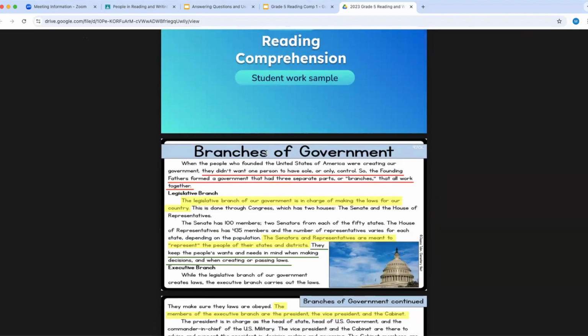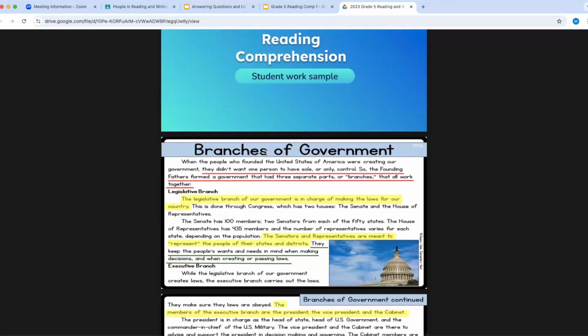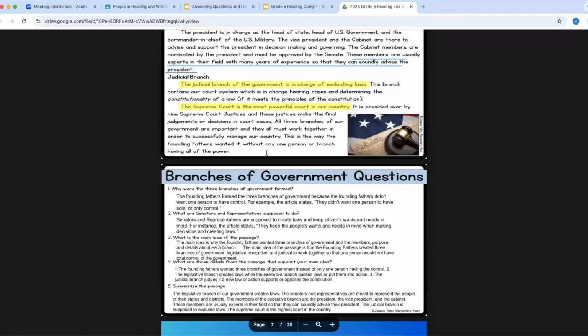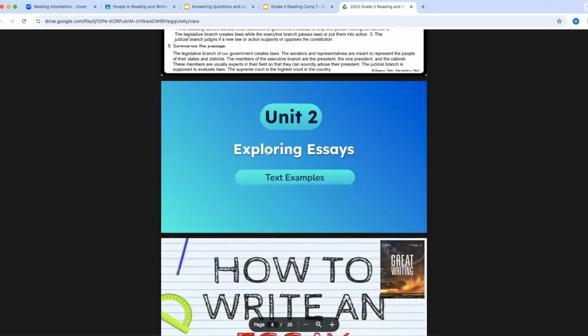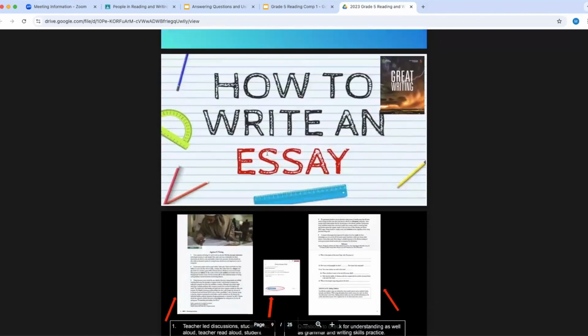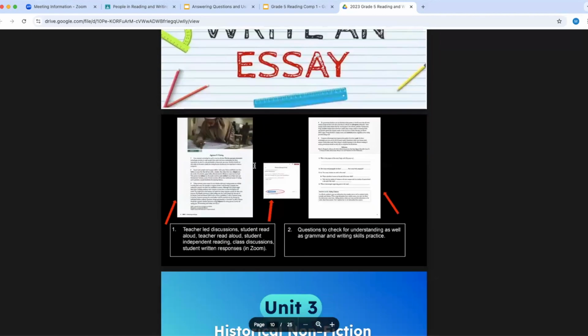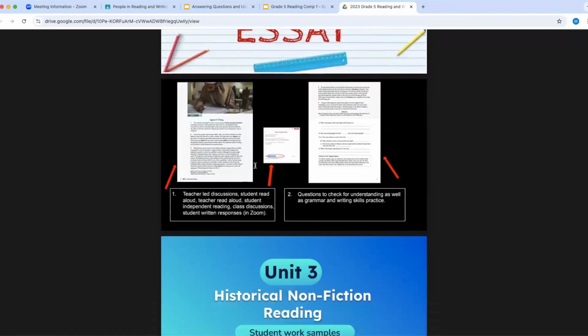and how to find main ideas and how to support it with evidence. So we'll be doing that. The second unit, we're going to be exploring essays. We're going to learn all about essays, and we're going to be reading about different essays in different parts.